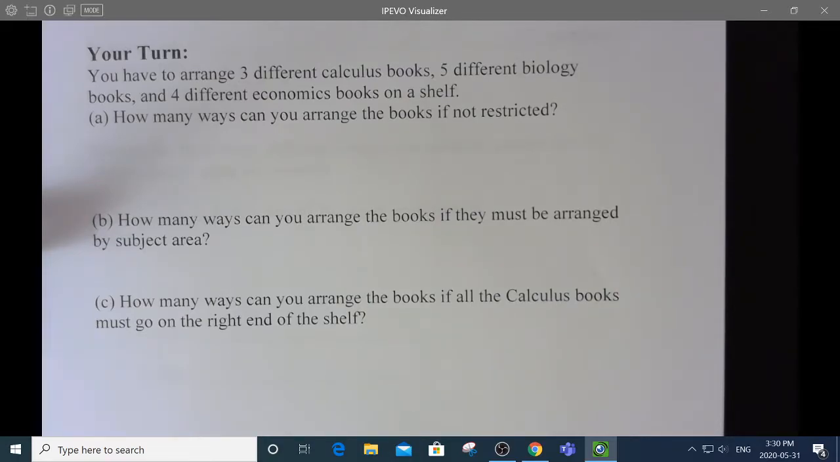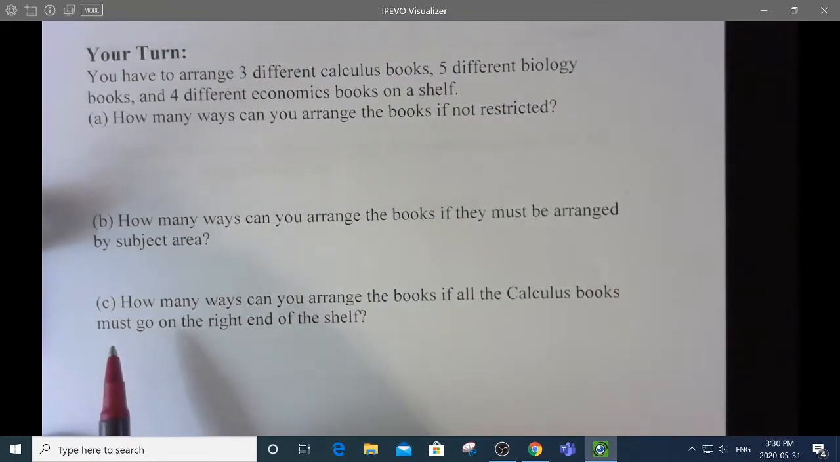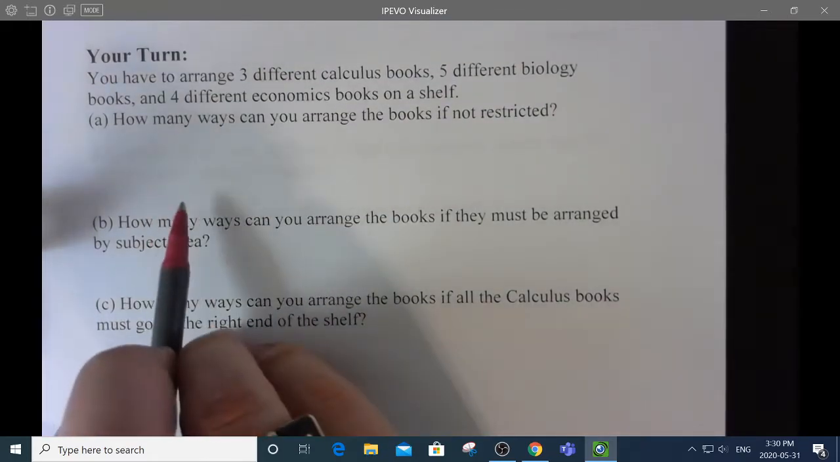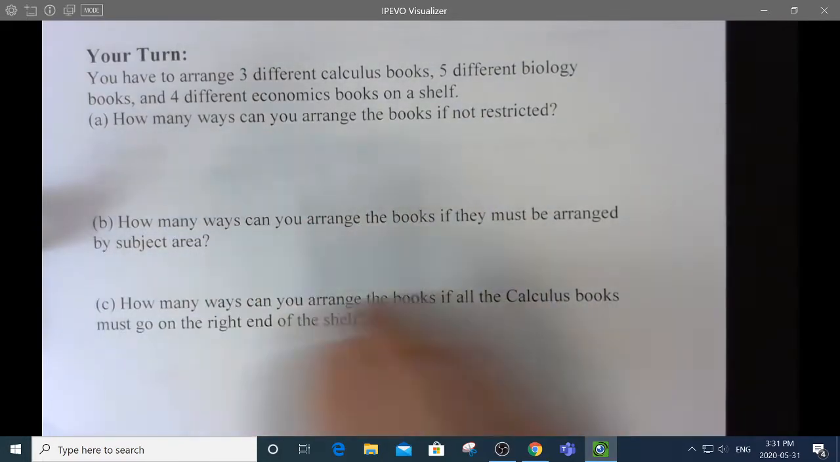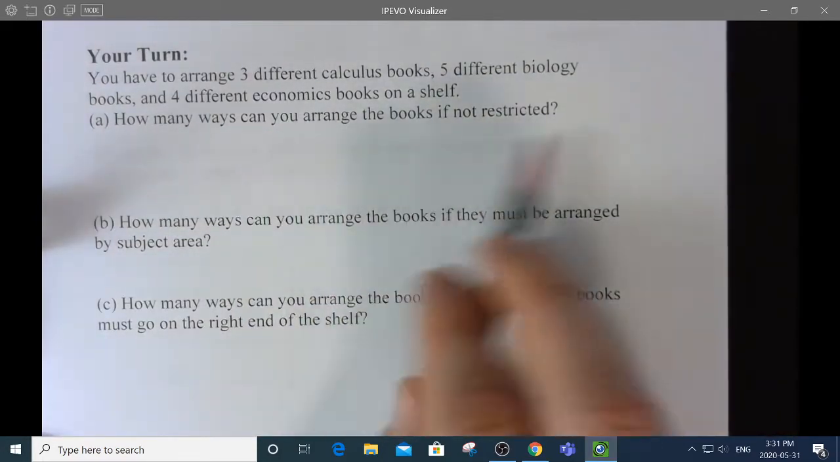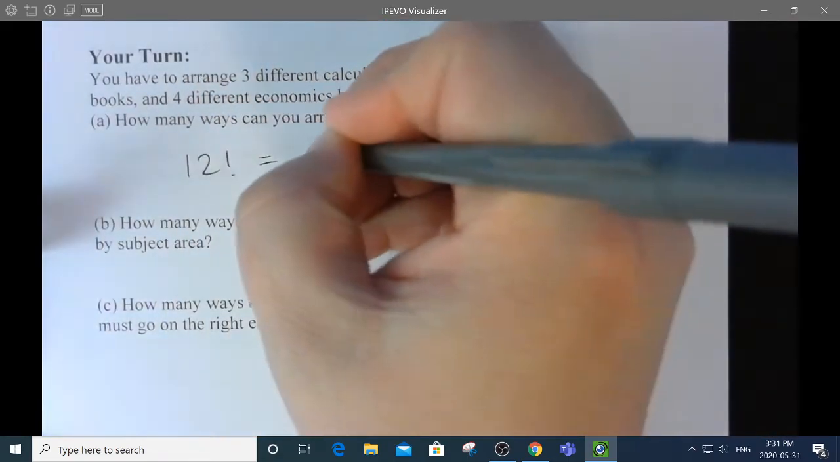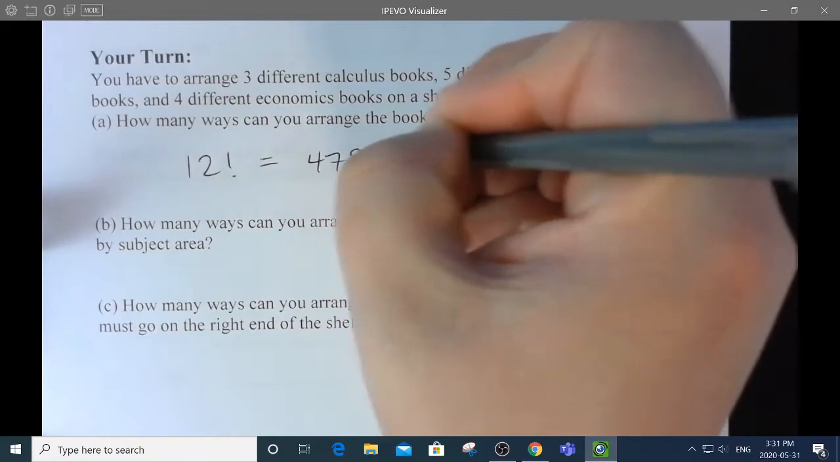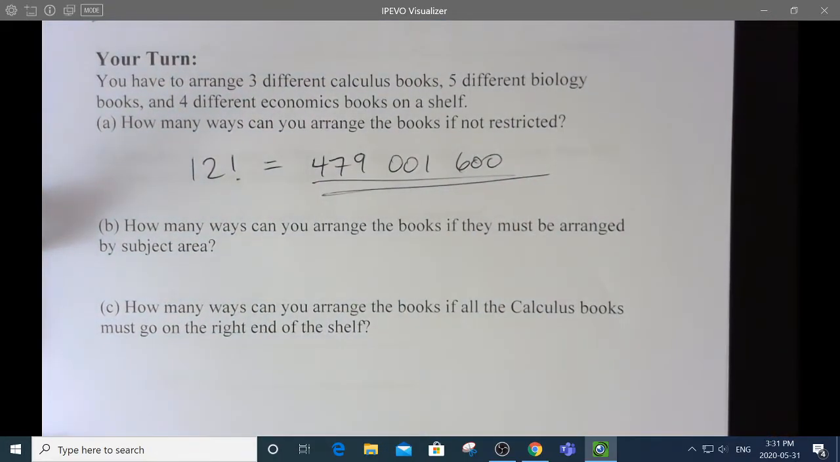How many ways can you arrange the books if not restricted? So I have 3 calculus books, 5 biology books, and 4 different economics books. But I don't care if it's a bio, then an economics, then another economics, then a bio, then a calculus. There are no restrictions whatsoever. So it's just 12 books, factorial, and this is a huge number. It's 479,001,600. That's a lot of ways to arrange 12 things, but that's the way it works out.